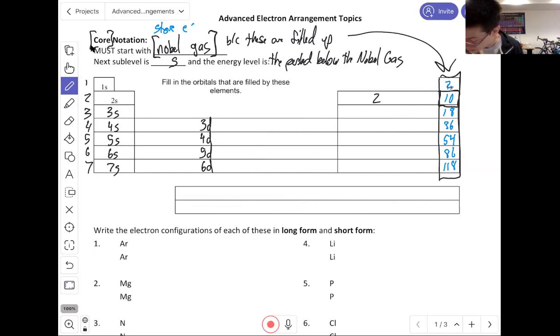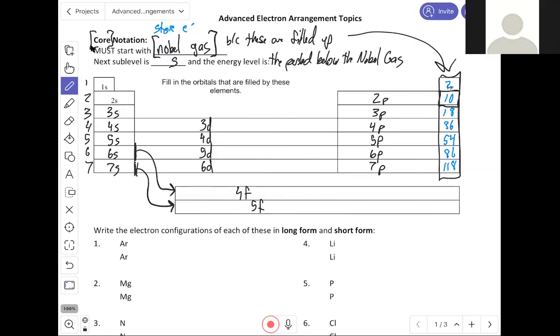These are my P's, so 2P, 3P, 4P, 5P, 6P, 7P. And then these are the 4F and the 5F, recognizing that you go there and then you go there. And then the F's pop back up to the D's. We don't normally ask about high number elements. Most of the time we're dealing with elements in the first 5 periods. So that's still some big numbers, but it's not getting into insane stuff.